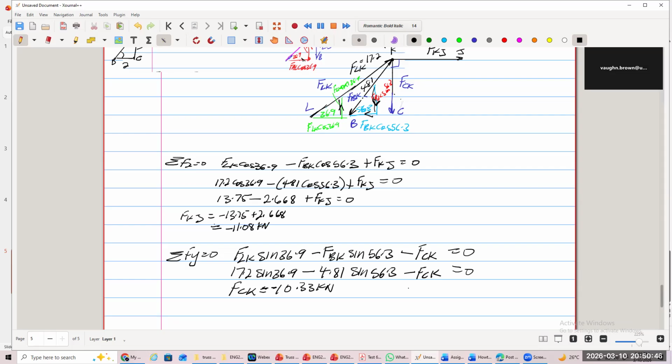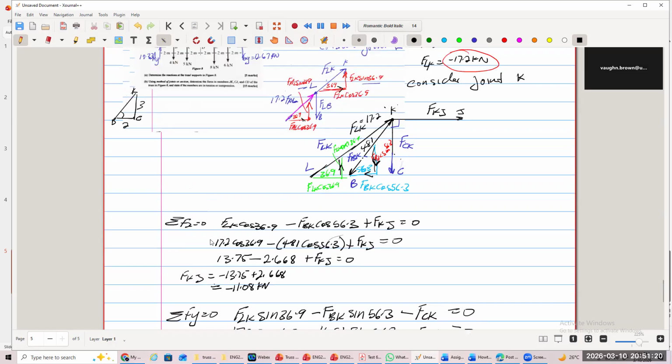So the other one must be plus that. Yes, sir. Plus whatever that is, plus... says 4.81, sine 56.3. It's 4 point something, 4.000. So that now is going to give me what now? 6 minus 6.33 kilonewtons. So guys, we have all of the values for those.